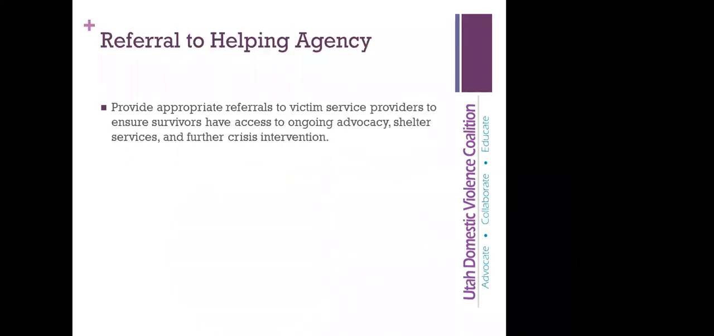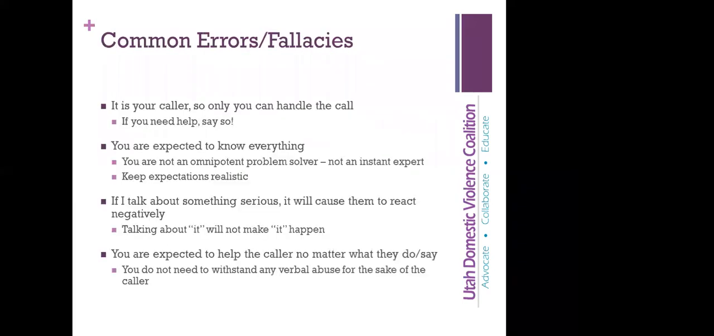And ultimately what we're trying to do is refer people to helping agencies. Especially on the link line, we're linking people to services. So we want to provide the appropriate referrals to victim service providers to ensure survivors have access to ongoing advocacy, shelter services, and further crisis intervention. Because as a hotline advocate, I can only do so much. I don't have those tangible resources for folks, so I want to get them connected to those. And of course, always encourage them to call back to our hotline if they so wish, or if anything comes up in the future.